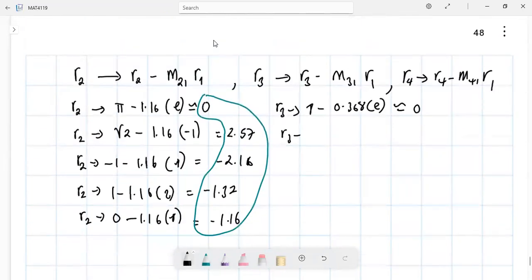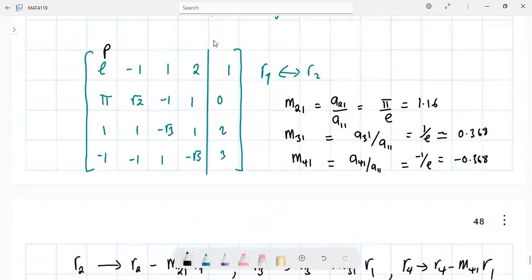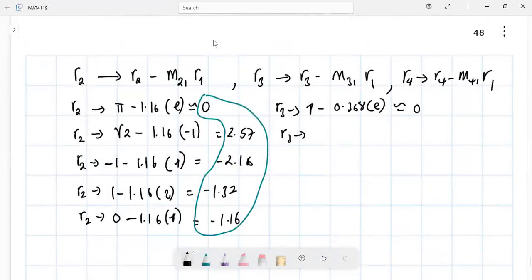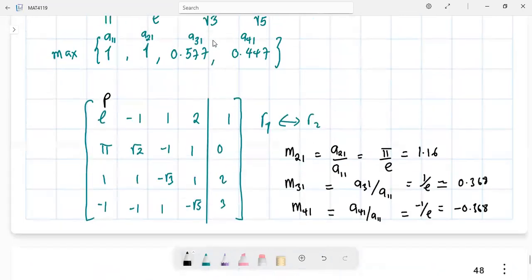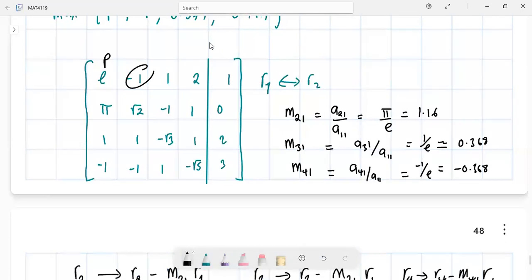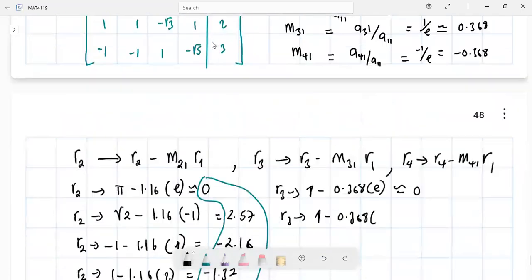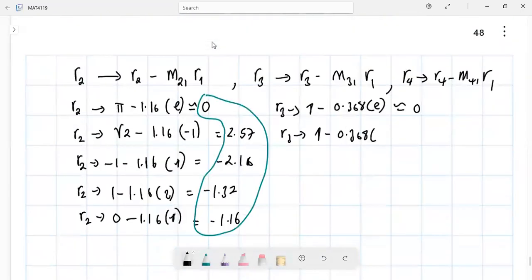And then again, row 3 for the next element. The next element again is 1. So we have 1 minus 0.368. We're using negative 1 there. So you see, negative 1 here. And what does this become? This is approximately equal to 1.37.